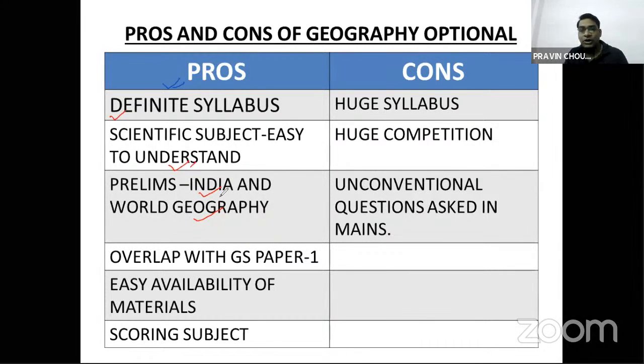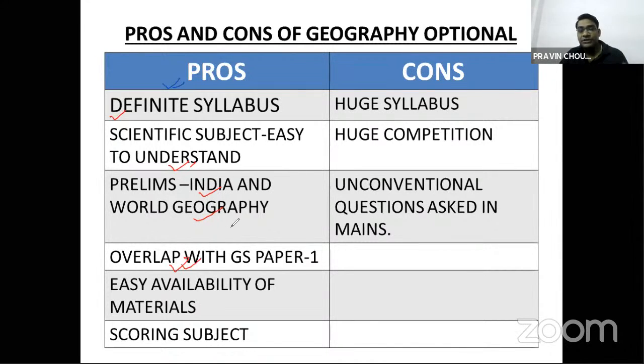So if you go through an optional subject where you are following a holistic approach, where you are studying each and everything, India and world geography in detail, then obviously whatever questions come in prelims examination from the geography part will be easy for you as compared to other optional-chosen students. Okay, so obviously this will help you in prelims examination and also in your GS paper 1.